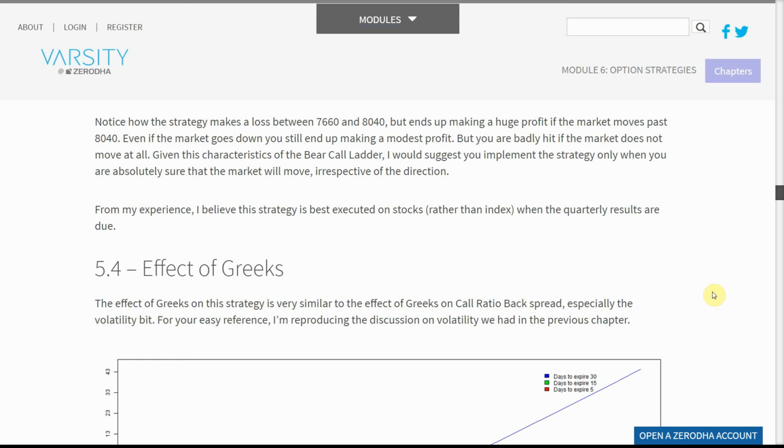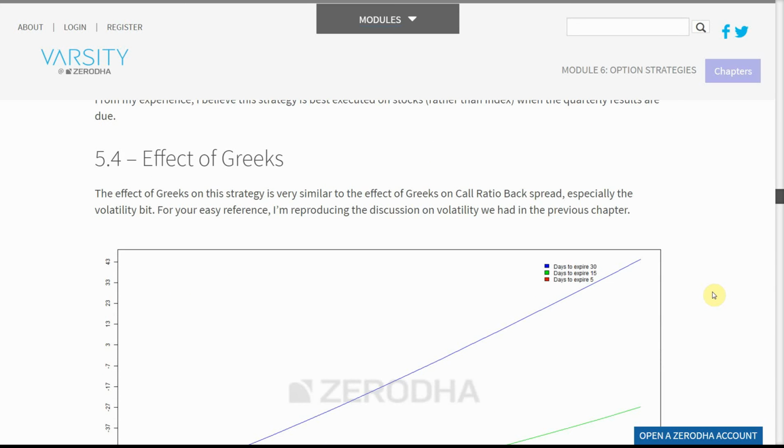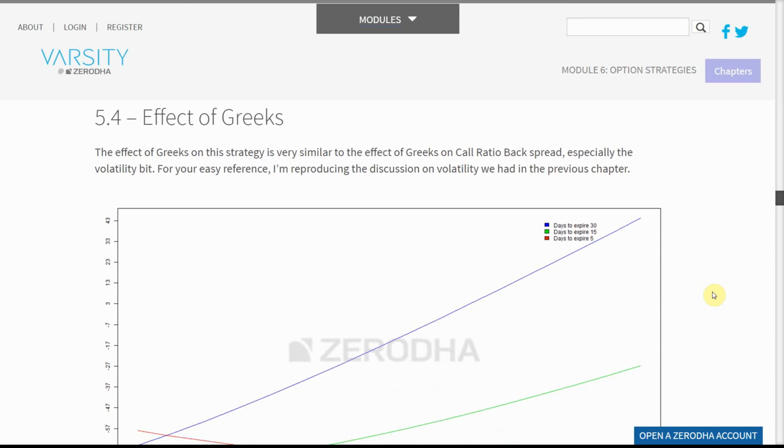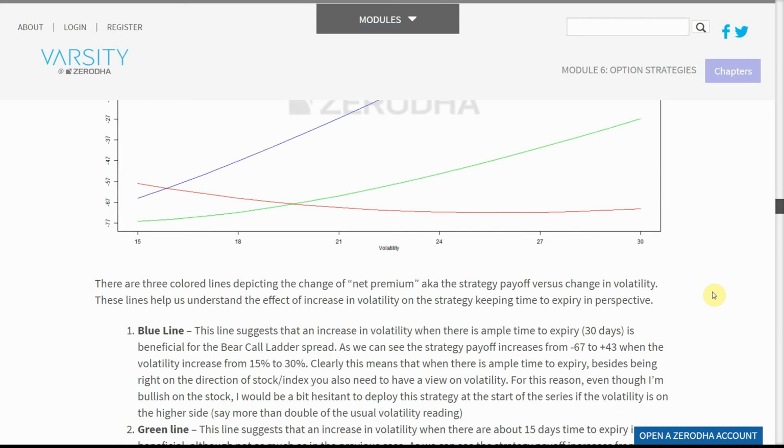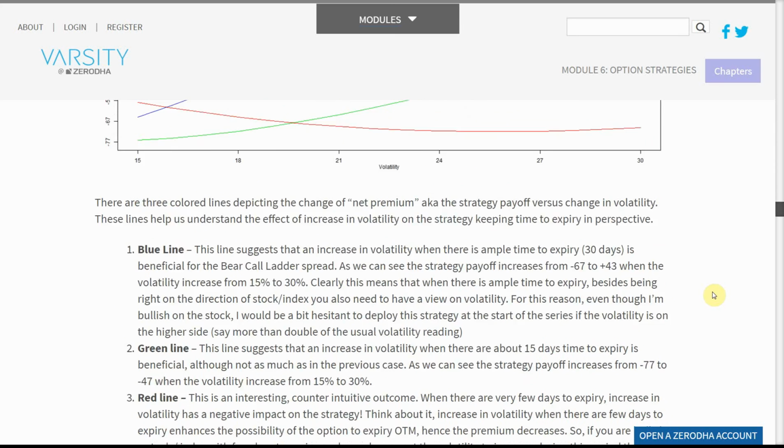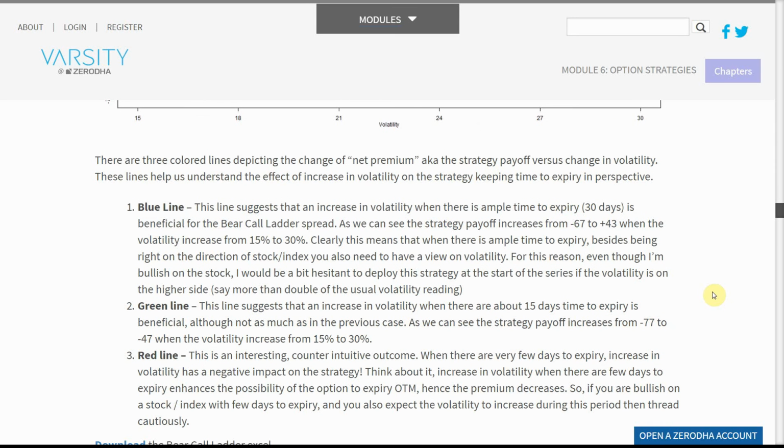5.4 Effective Greeks. The effective Greeks on this strategy are very similar to the effective Greeks on the call ratio back spread, especially the volatility bit. For your easy reference, I'm reproducing the discussion on volatility we had in the previous chapter. There are three colored lines depicting the change of net premium, aka the strategy payoff, versus change in volatility. These lines help us understand the effect of an increase in volatility on the strategy, keeping time to expiry in perspective.